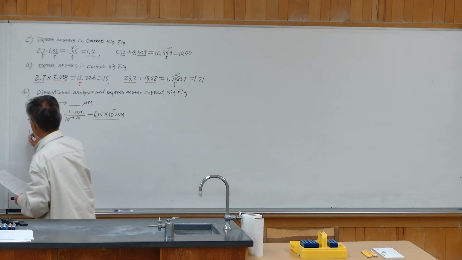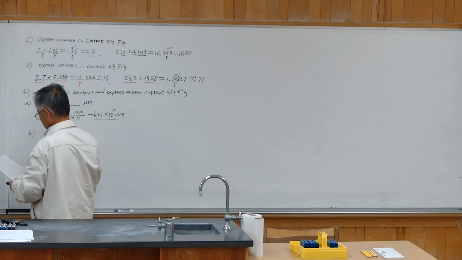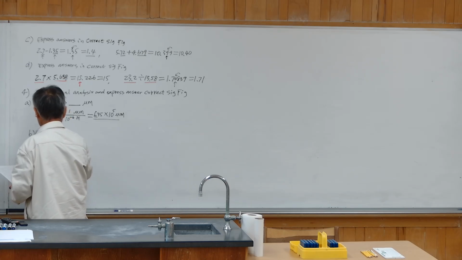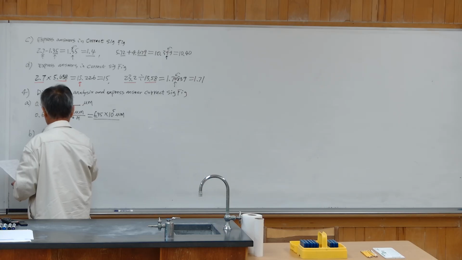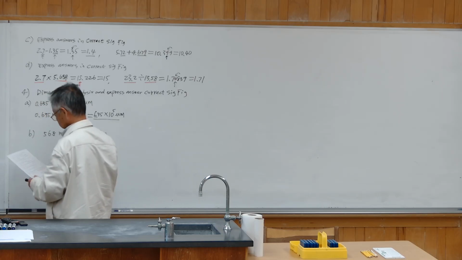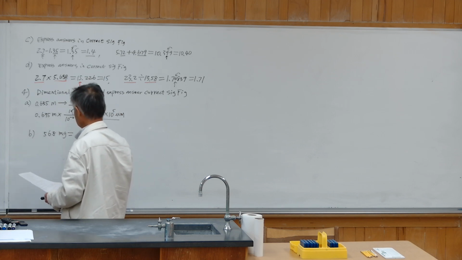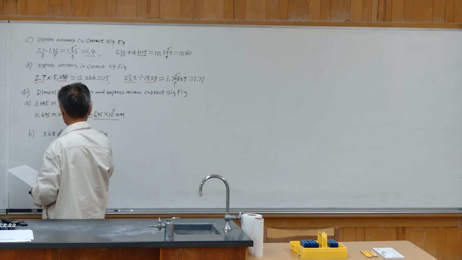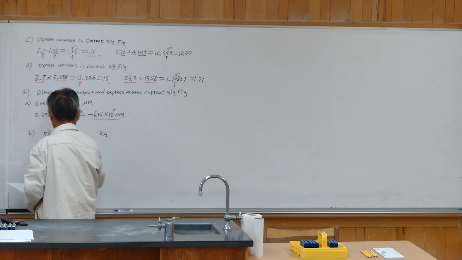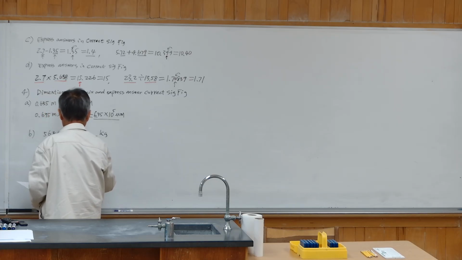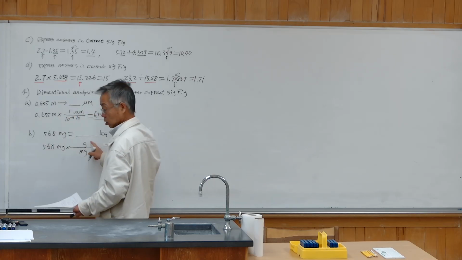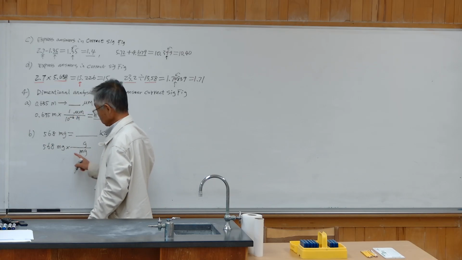B. Convert 568 milligram into kilogram. Okay, so we need 2 steps because there are 2 prefixes. First convert milligram to gram. Since we want grams, gram must be on top and milligram on the bottom so it can be cancelled.